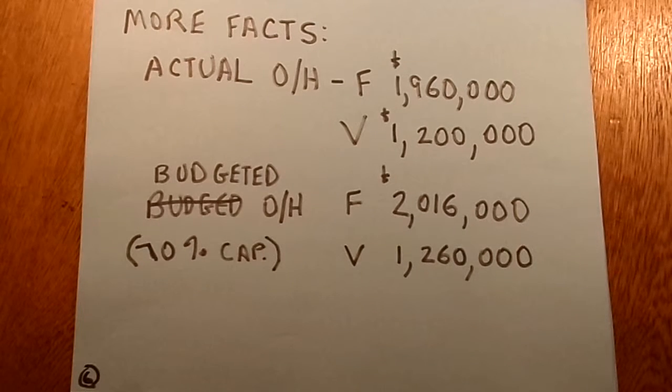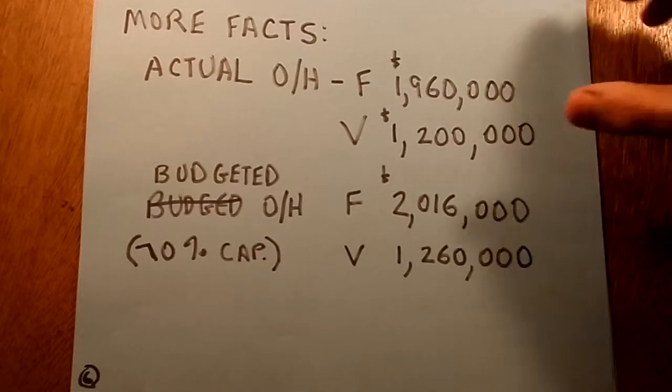Actual overhead fixed turned out to be 1,960,000. Actual variable turned out to be 1,200,000. Budgeted overhead, though, we were budgeting fixed overhead of 2,016,000, and we were budgeting variable overhead of 1,260,000. And again, we had several different budgets we could have looked at in the problem itself, and we were told in this set of facts that we operated at 70% of capacity. So we used the budget for 70% capacity.